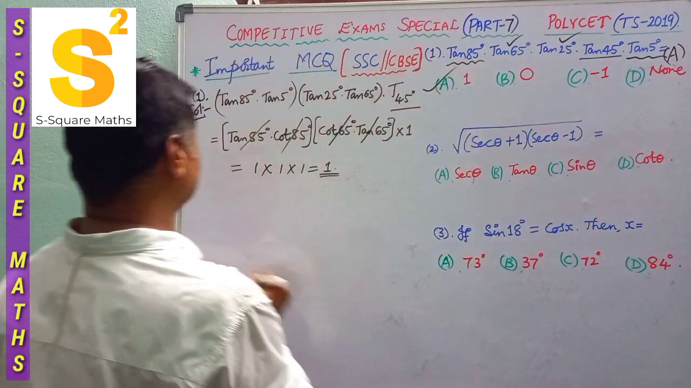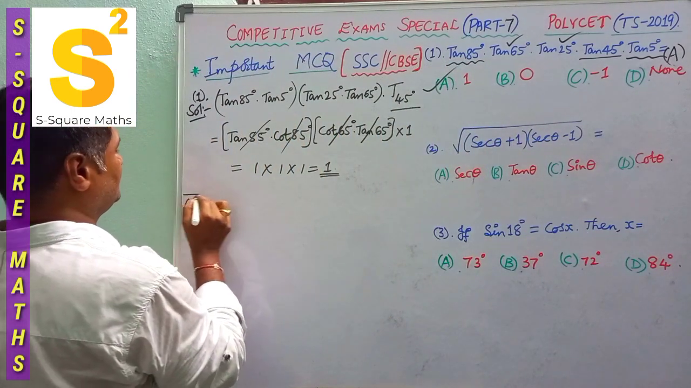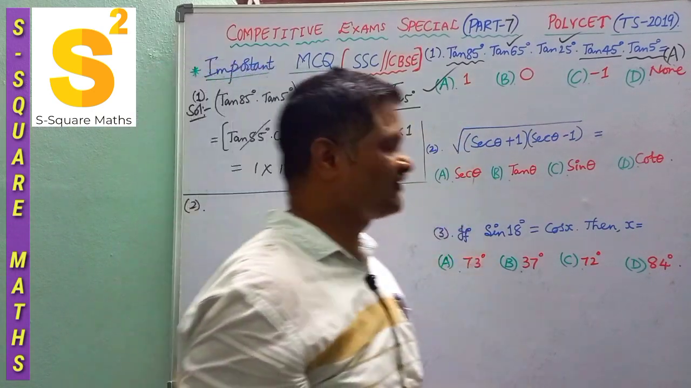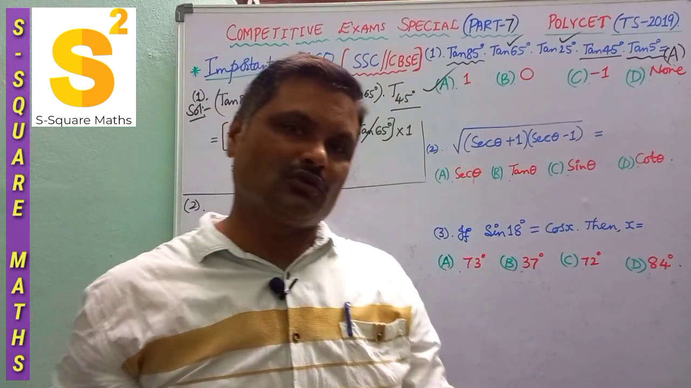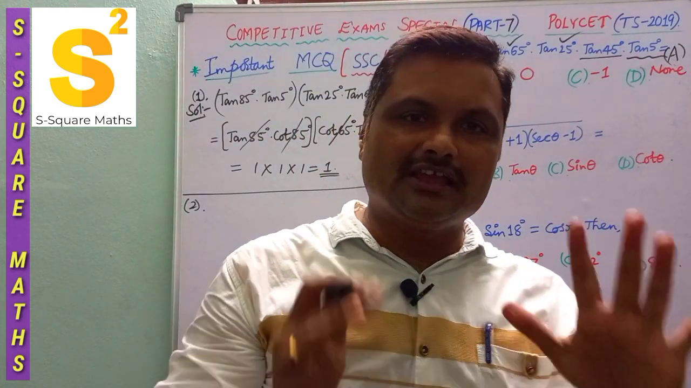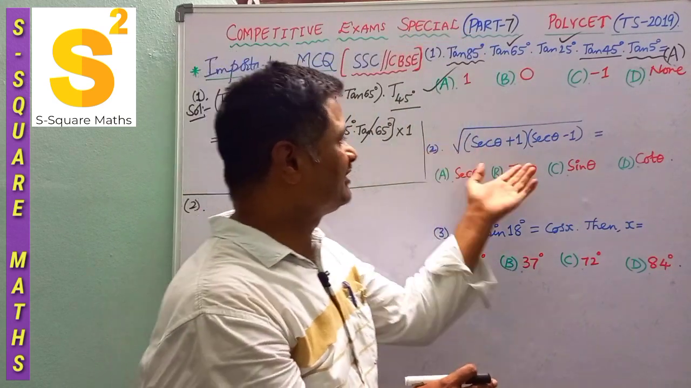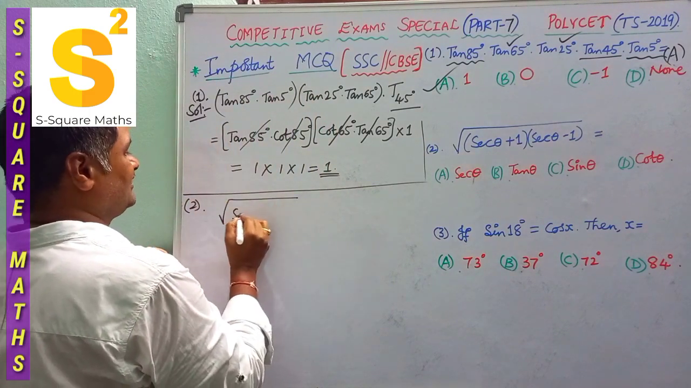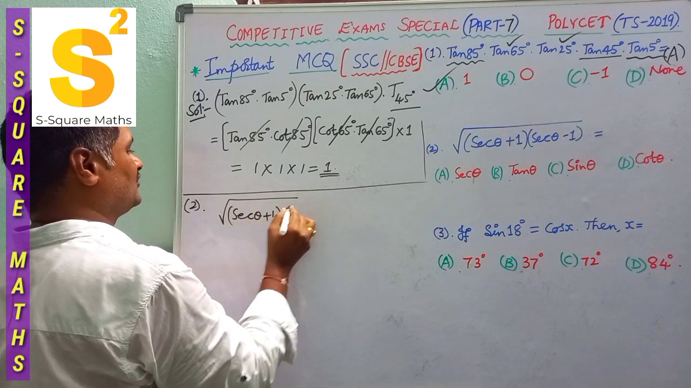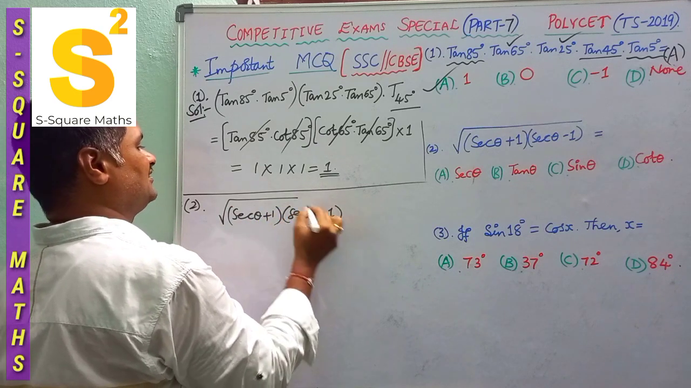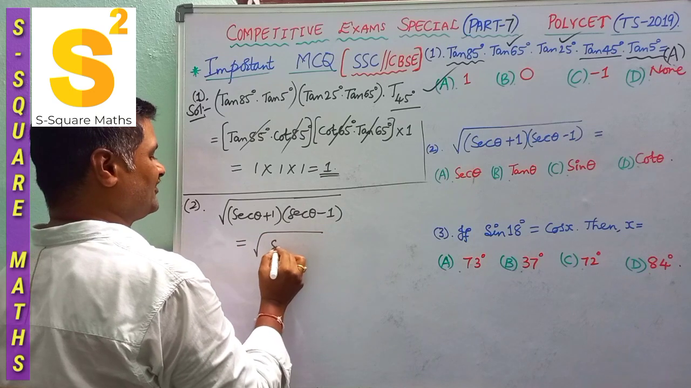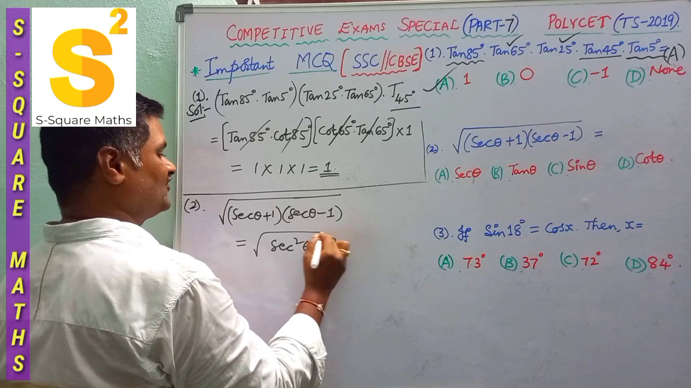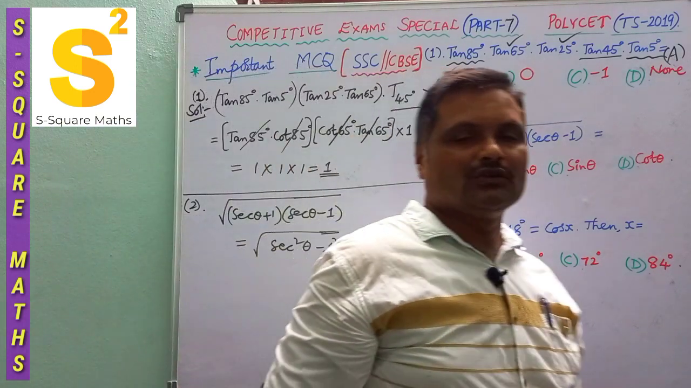Next, coming to the second one. What is the second one given here? Root of sec theta plus 1 into sec theta minus 1. Immediately you should get the idea of a plus b into a minus b, a square minus b square. So now I can write sec theta plus 1 into sec theta minus 1. A plus b into a minus b is a square minus b square, so sec square theta minus 1 square, and 1 square is 1.